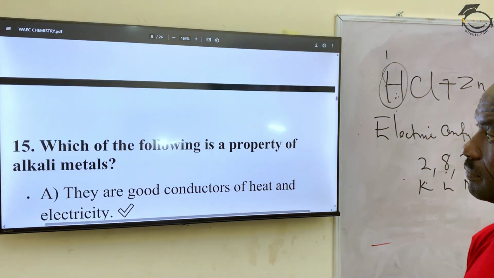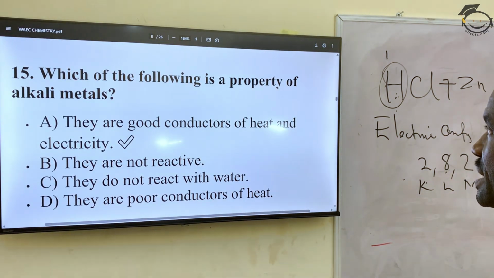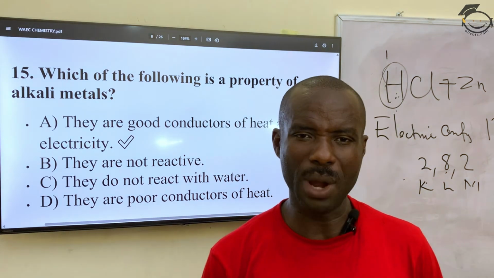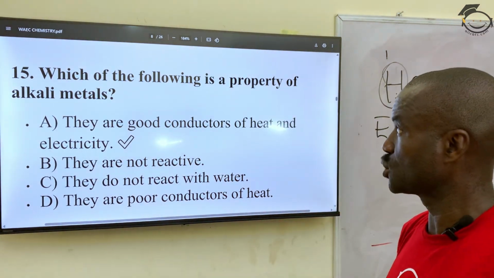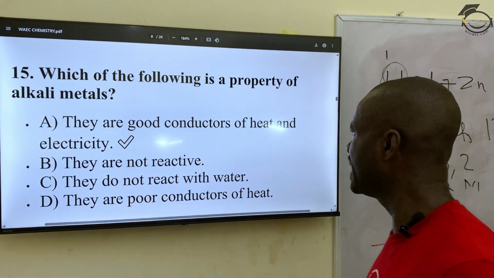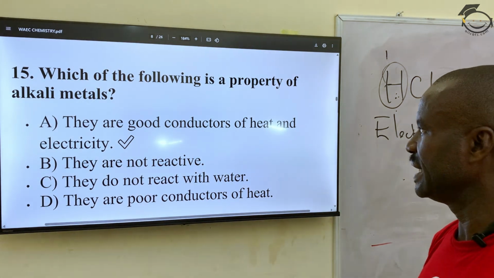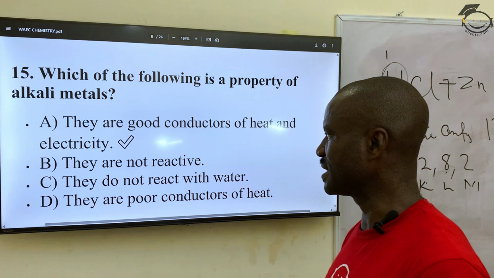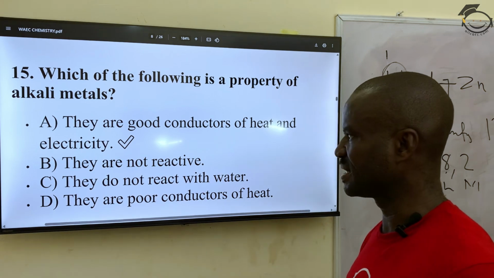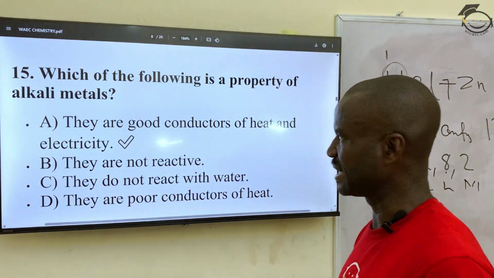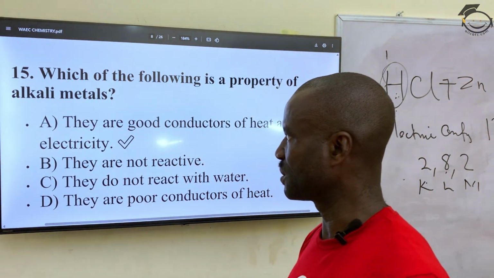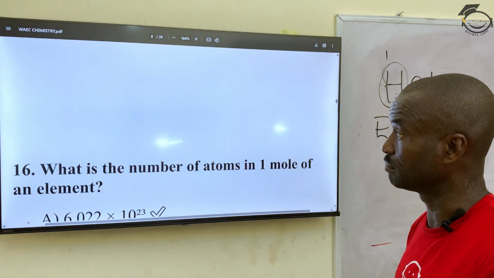Question 15. Which of the following is a property of alkali metals? Alkali metals are group 1 metals, group 1 elements. So which of them is a property of group 1 elements? A, they are good conductors of heat and electricity. B, they are not reactive. C, they do not react with water. D, they are poor conductors of heat. All these except A are wrong. They are good conductors of heat and electricity. They are good conductors. Examples are sodium and potassium, alkali metals.